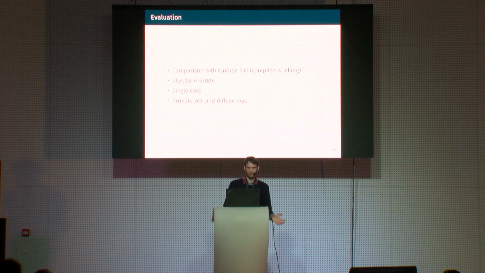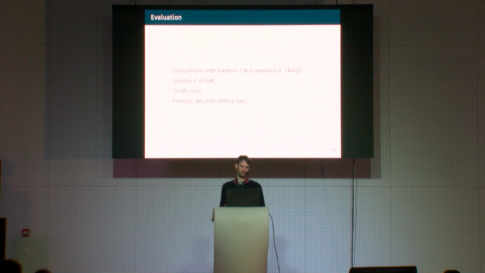Now, to evaluate those kernels, we compare them with Embree because it's the state of the art in terms of performance. It's really fast. Here we decided to compile it with Clang because the backend is also LLVM for Clang, so we compare exactly the same type of code and we don't compare different compilers, so apples with oranges. And we use a Skylake i7 for comparison on a single core.